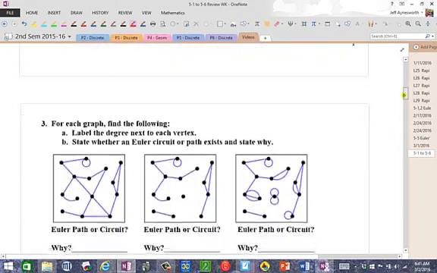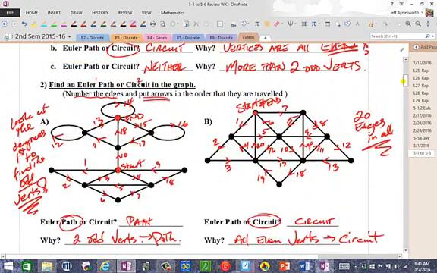Now, if you couldn't do that like I did by eyeballing it, then if needed, use Fleury's algorithm. Go to the side, copy this off to the side, and delete an edge as you go. So that's if you need to, okay? Use Fleury's algorithm.